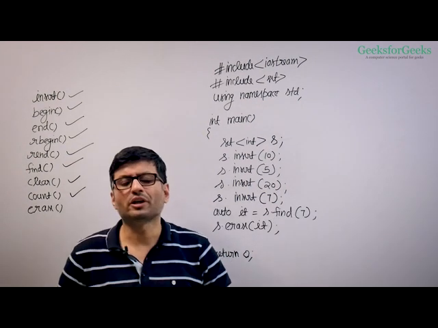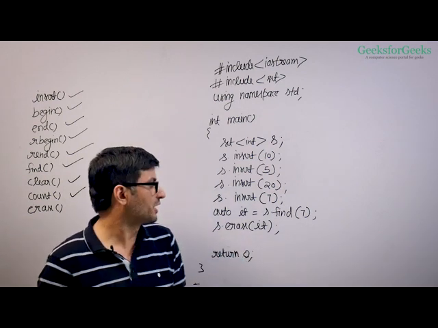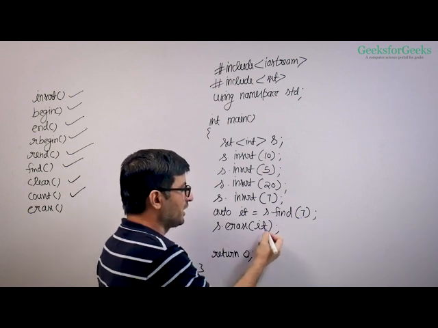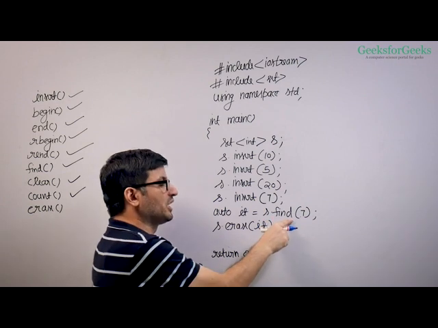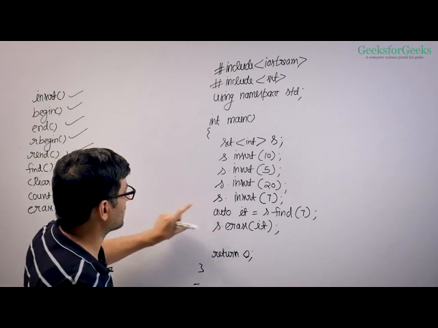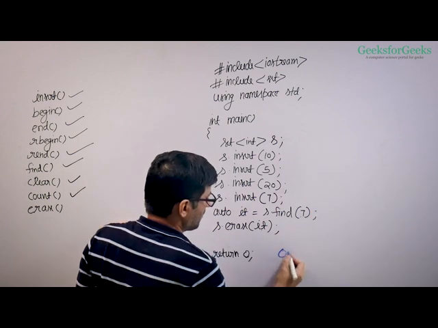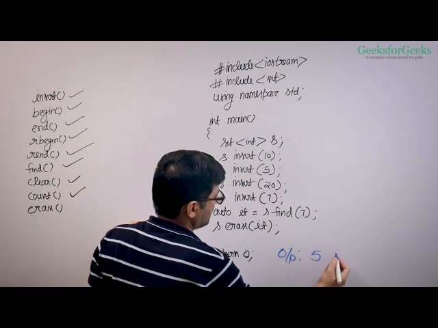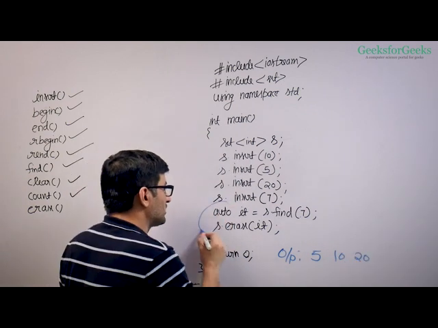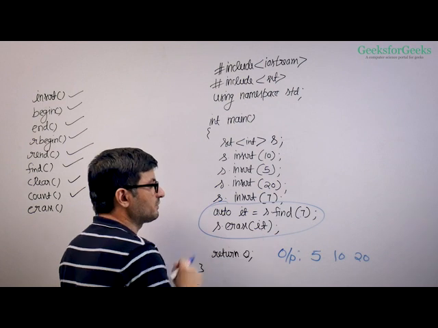We can also use erase to remove an element whose iterator is given. For example, we first find the iterator to the element we want to remove, and then we pass the iterator so that this element is removed. This is the same as previously calling erase only for 7. So what happens? The output of this program now is again 5, 10 and 20 because 7 has been removed by these 2 lines. We first found an iterator using the find function and then we called erase.